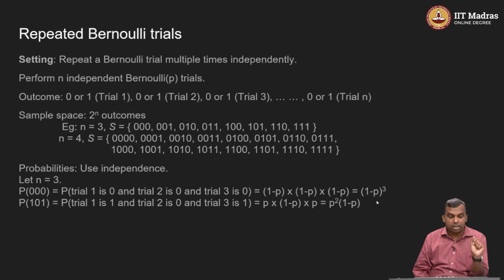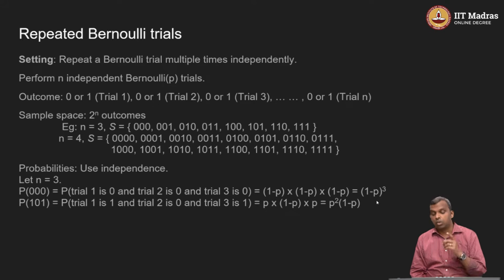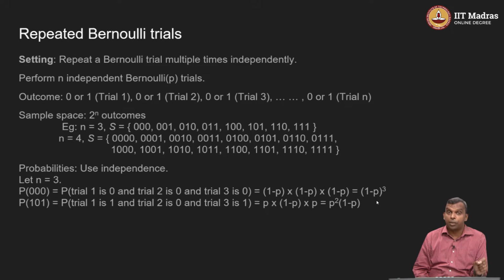So let's look at n equals 3. If you want to find the probability of 0, 0, 0, that's the probability that I got a 0 in trial 1 and 0 in trial 2 and 0 in trial 3, and importantly these 3 trials are independent. So you can just multiply the probability of each of these things. So you get (1 minus p) times (1 minus p) times (1 minus p), that's (1 minus p) to the power 3. So given a value for p, you can find the probability of 0, 0, 0.